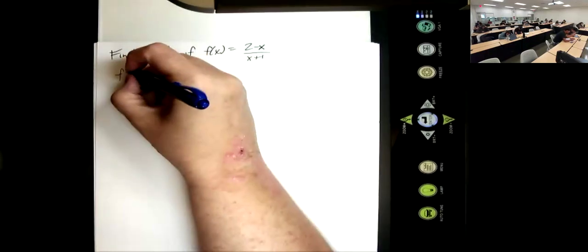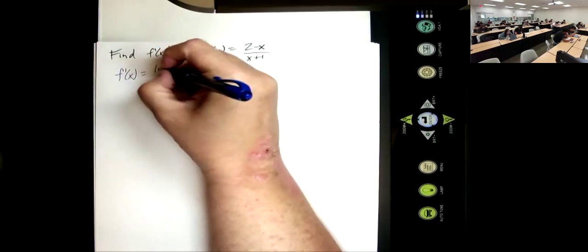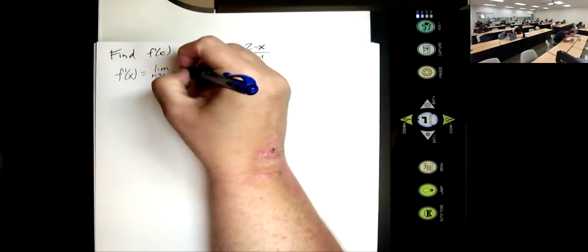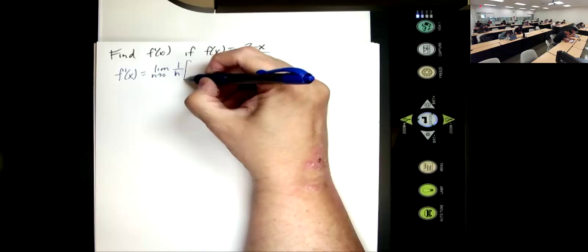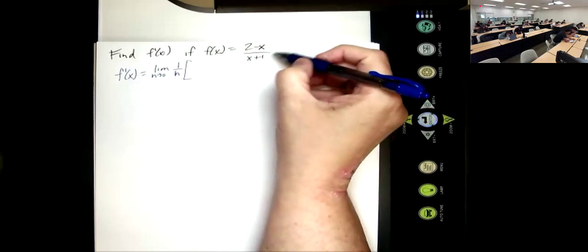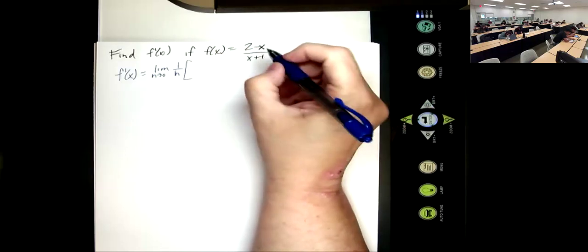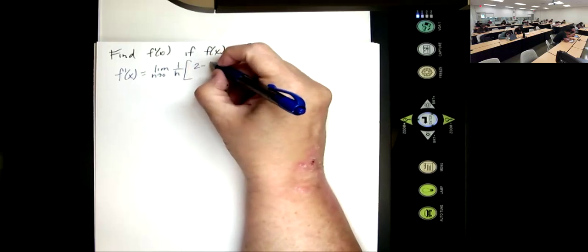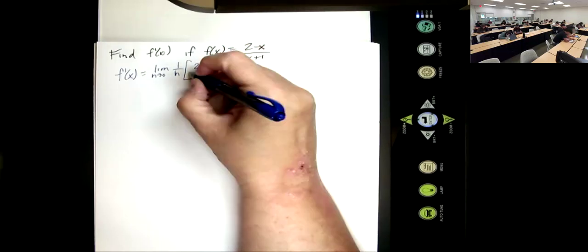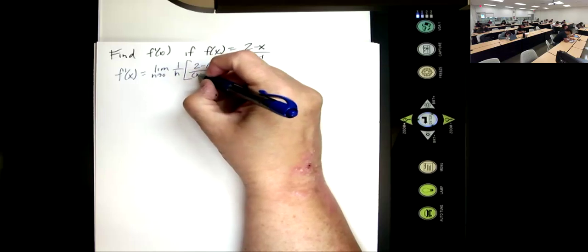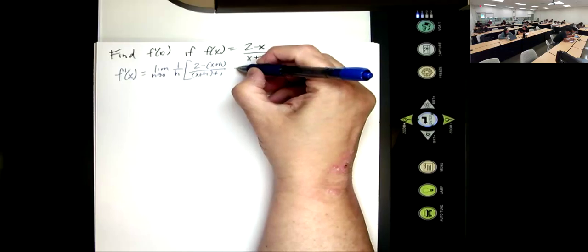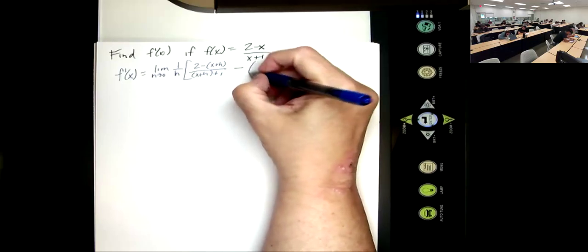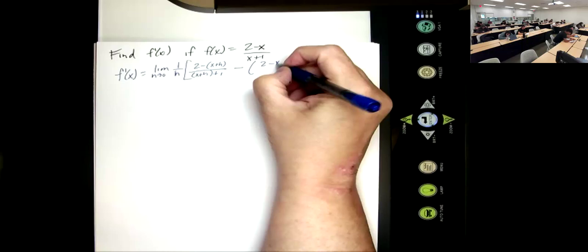So we got f prime of x. It's the limit as h goes to 0. I'll put the 1 over h out front right now. And in the first set, everywhere we see x, we're going to replace it with x plus h: 2 minus x plus h over x plus h plus 1, minus 2 minus x over x plus 1.